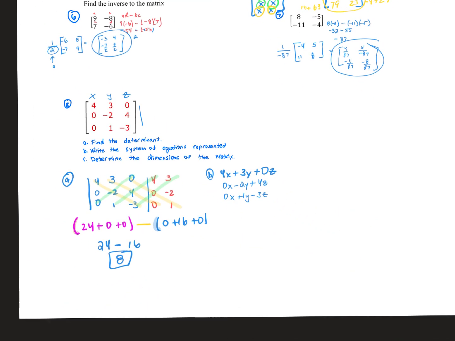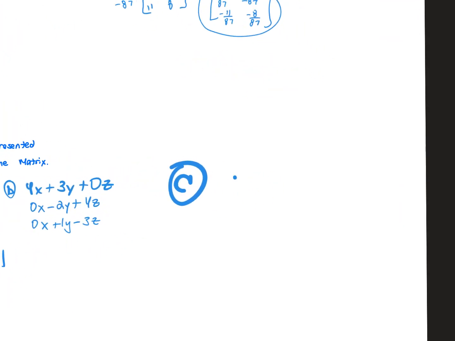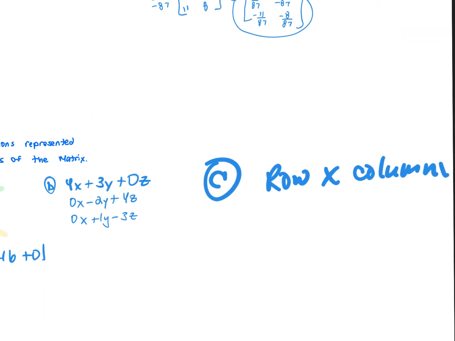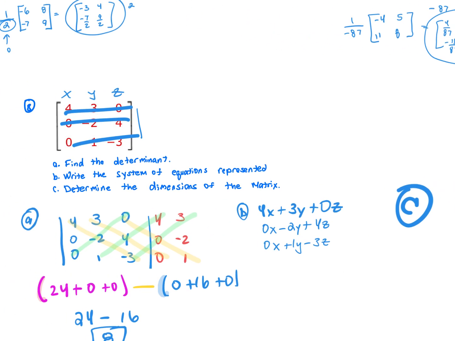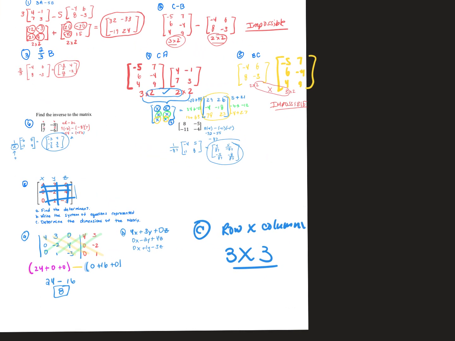And then for the last part, C, if you're going to determine the dimensions, remember it's row, so left and right, by column, up and down. So if I look left and right, there's 1, 2, 3 rows by how many columns, up and down? 3. So this is a 3 by 3. Most of you got that right on the quiz. All right, so that's all just a review from the quiz that we took right before spring break that I graded, and you guys are getting back today.